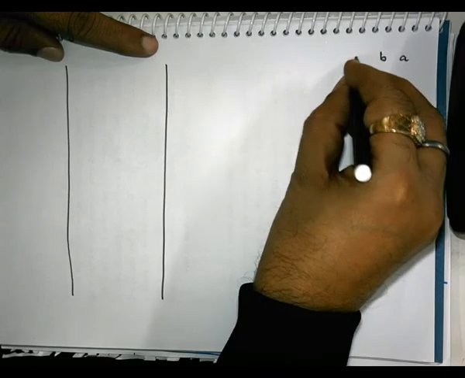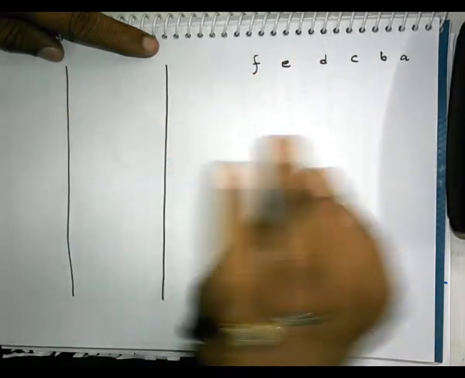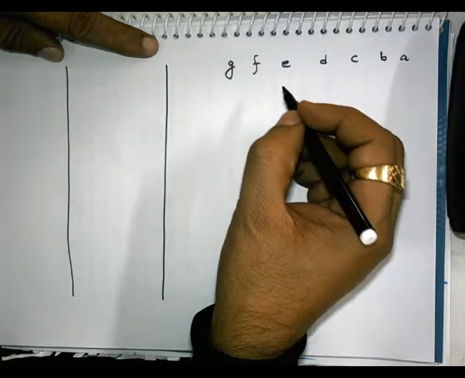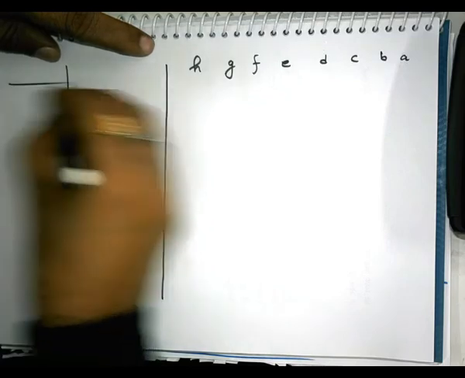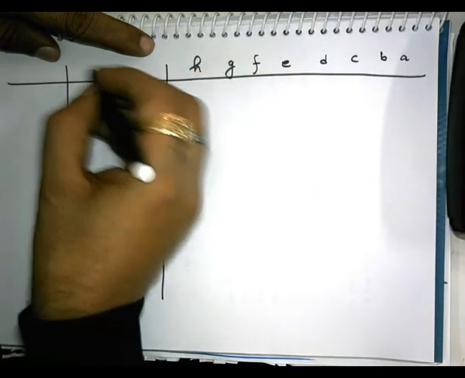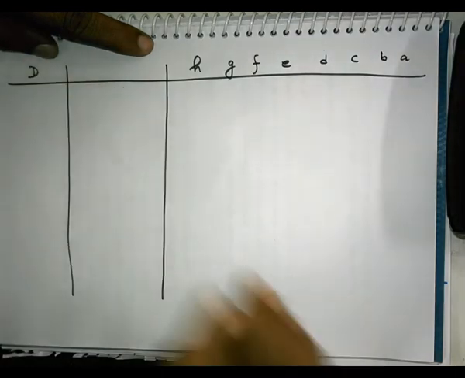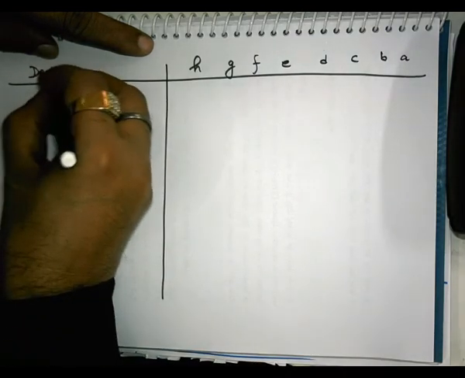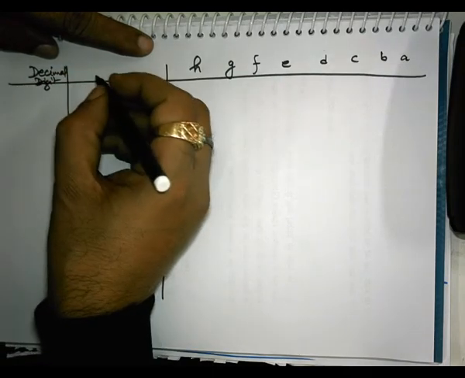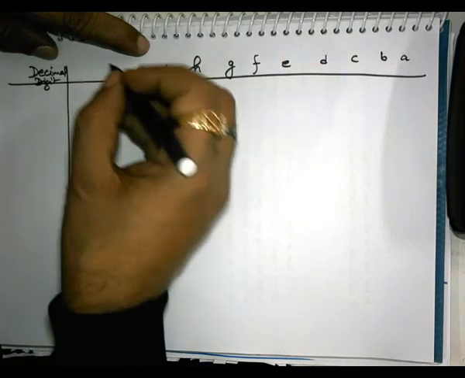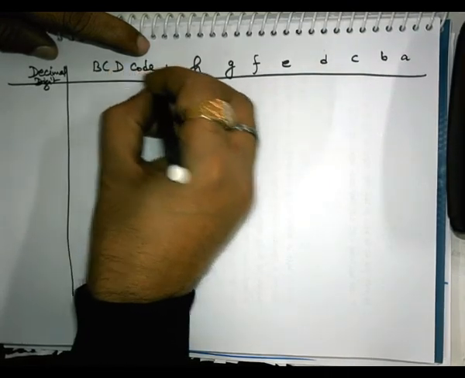A, B, C, D, E, F, G and H, and this is decimal digit, and this is corresponding BCD code.